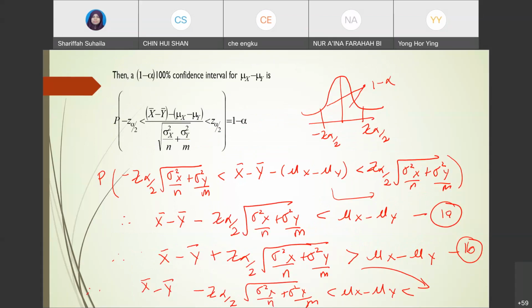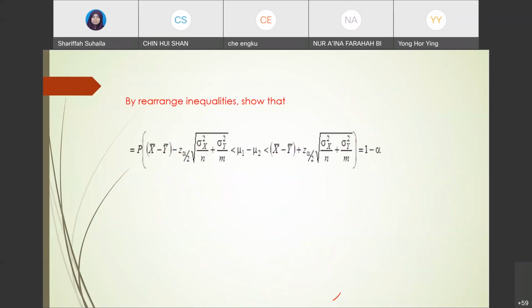So again, you do some modification. Which one is easier? Do that one. And then rearrange back your inequality and then we get this one. Okay, so this is the last formula that we will have here. So we have mu x minus mu y.